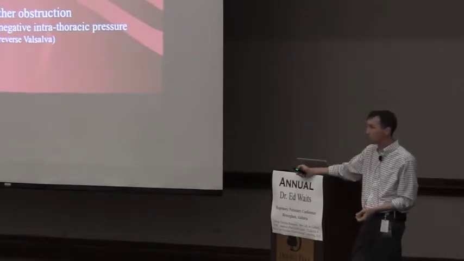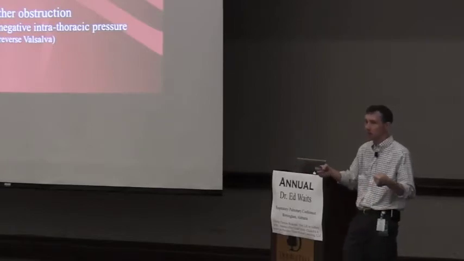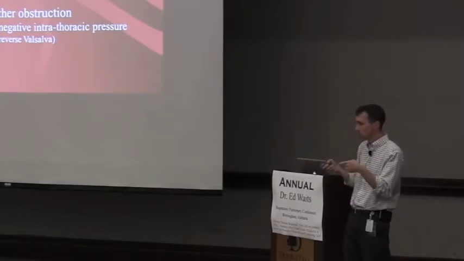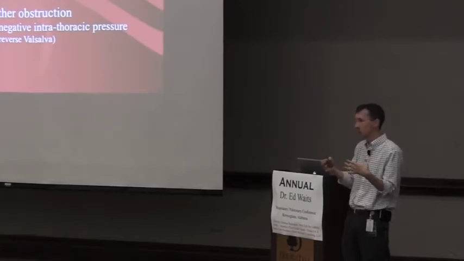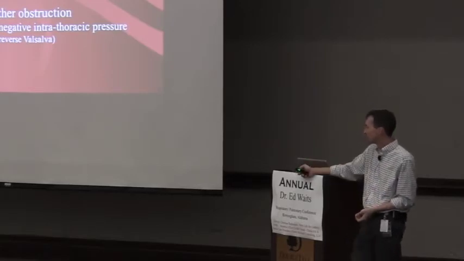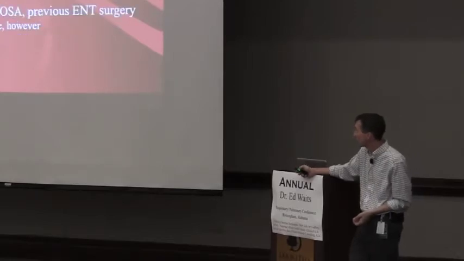And that's called the Mueller maneuver. Valsalva maneuver is when you bear down against a closed glottis. The Mueller maneuver is the opposite of that. It's inhaling against a closed glottis. So lots and lots of negative pressure there, and that can give you pulmonary edema.